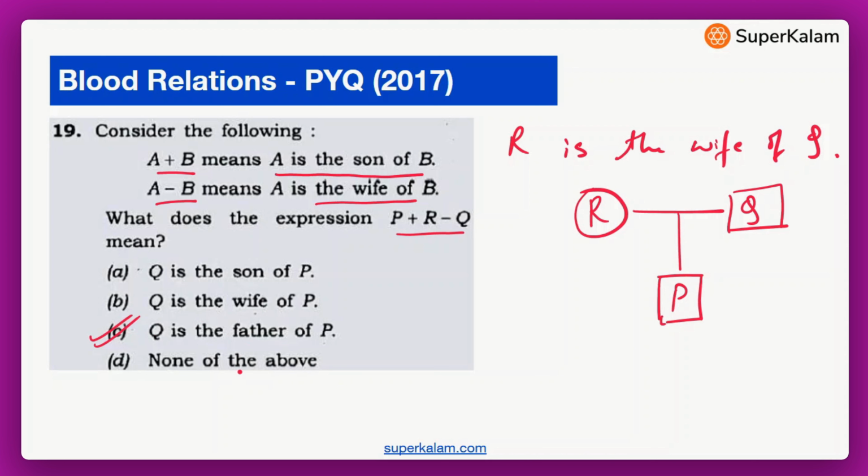So this question asked us the relationship between Q and P, and through the family tree, we can easily gauge that out. Drawing a family tree makes it easier to visualize the problem. It makes it easier to interpret the five or six statements which are given. It becomes very easy for you.